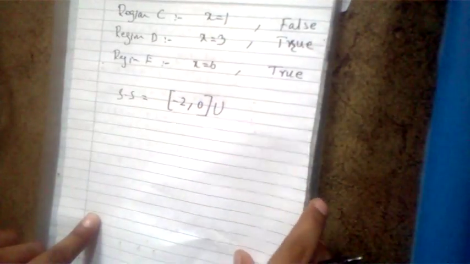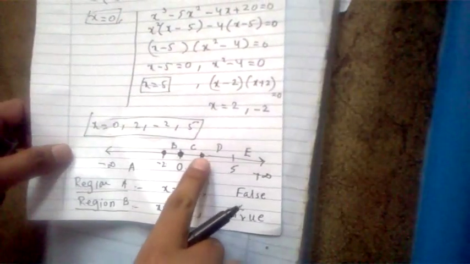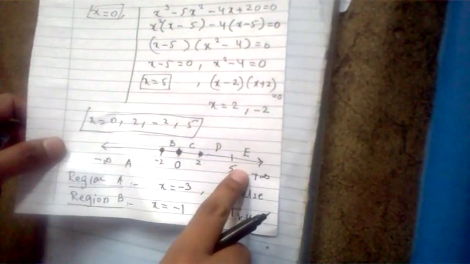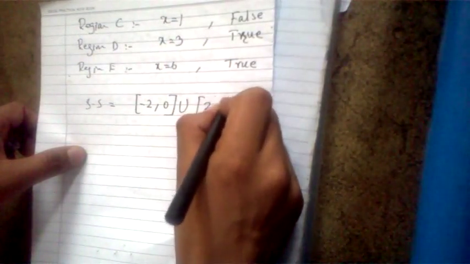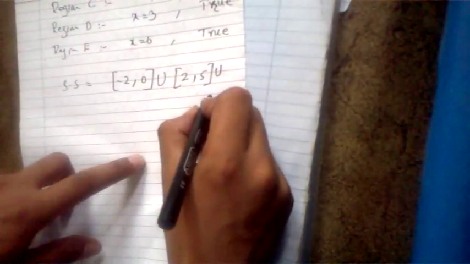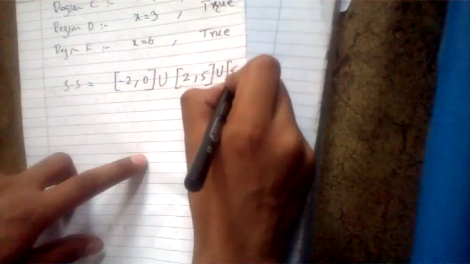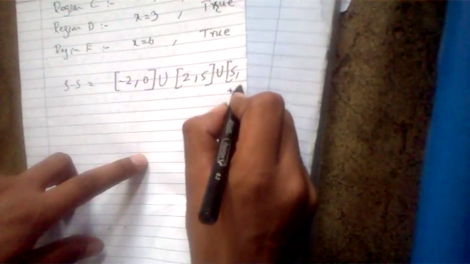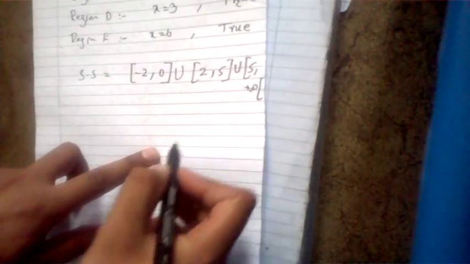Next region was the region D. The region D is from 2 to 5, and 2 and 5 are also the boundary points and they are included, 2 to 5. And the third one is region E, that is from positive 5 to positive infinity, and positive infinity is not a member of real numbers, and 5 is included, 5, and positive infinity is not included, therefore it will be kept open from here. This is the solution that you required.